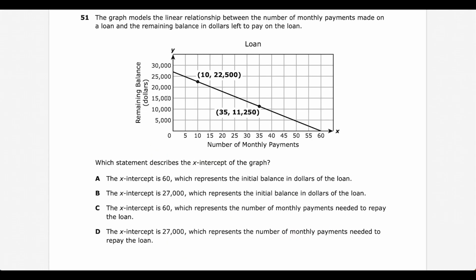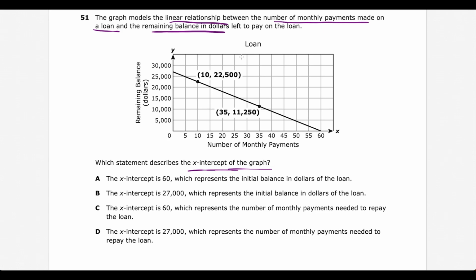So question 51 is applications of linear functions. And we have a graph that models the linear relationship between the number of monthly payments made on a loan and the remaining balance in dollars left to pay the loan. So which statement best describes the x-intercept on this graph?